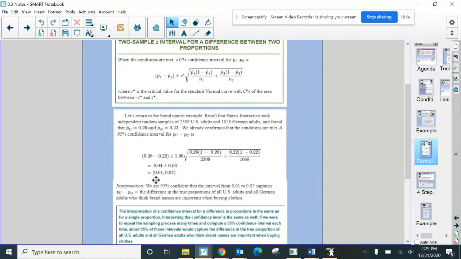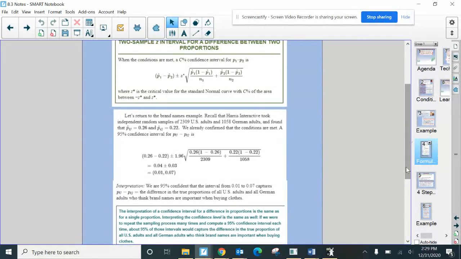So we get a confidence interval that is 0.04 plus or minus 0.03, which is 0.01 to 0.07. So when we interpret it, remember we're following that prescribed sentence. We are 95% confident that the interval from 0.01 to 0.07 captures PU minus PG, the difference in true proportion of all U.S. adults and German adults who think brand names are important when buying clothing.